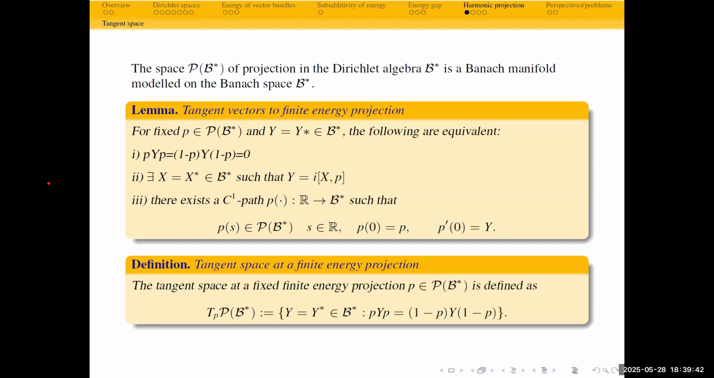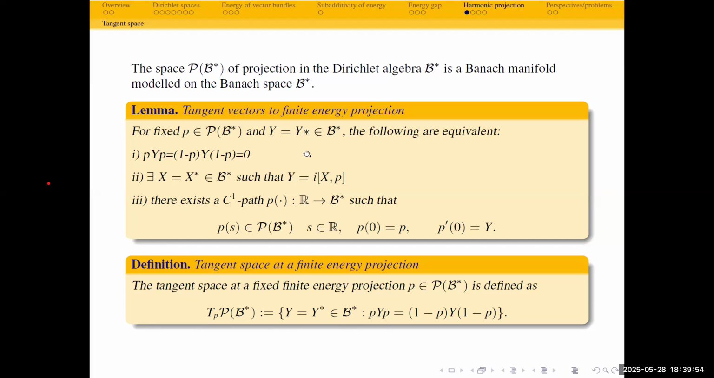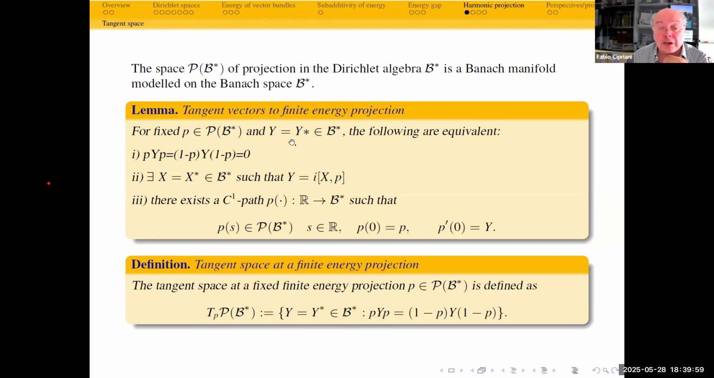Yes. In this lemma, Y star must have this upper star. It's self-adjoint. What is this? An upper star. This is the adjoint of Y. Yeah. Okay, the adjoint operator. So it is self-adjoint. Y is self-adjoint.